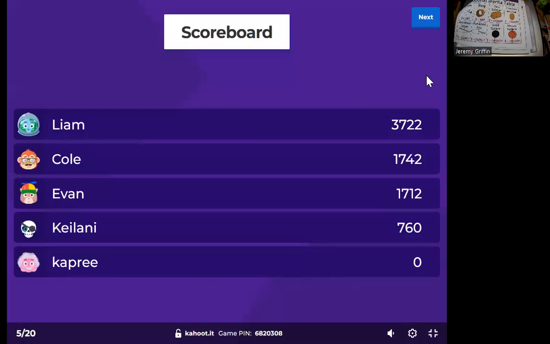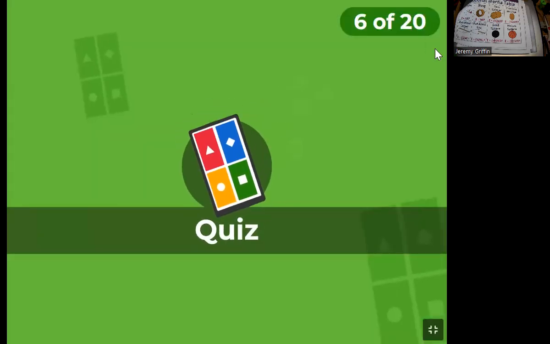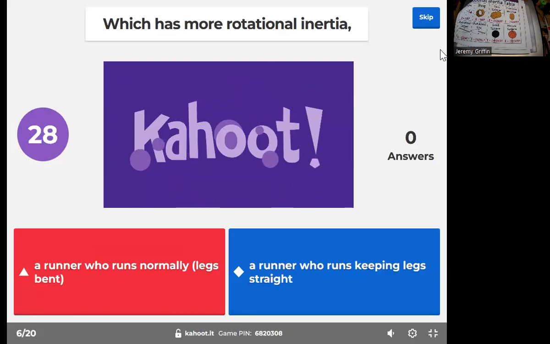Who got those points? Oh, Cole getting some points. Which has more rotational inertia? A runner who runs normally, say you're bending your legs, or a runner who's keeping their legs straight.